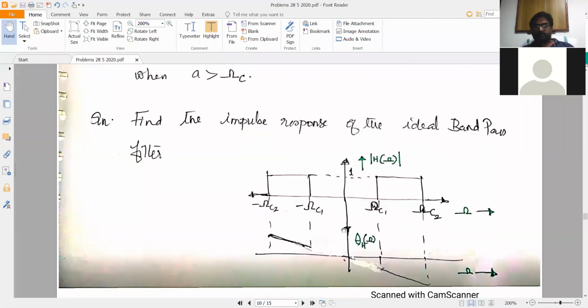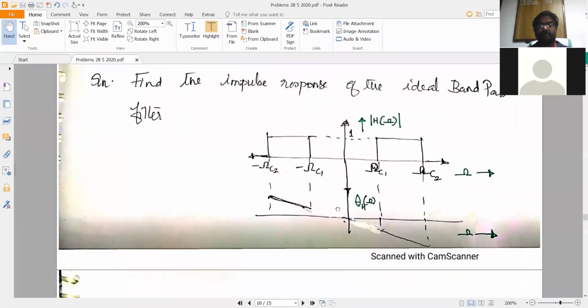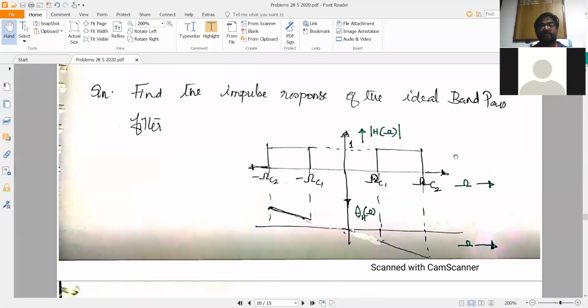Now we move on to the next question. I think there are two more questions to be discussed. The first is to find out the impulse response of the ideal band pass filter. It's done likewise. It is similar to the case where you derive the impulse response of the ideal low pass filter. The ideal band pass filter is shown here, consisting of a magnitude response or a gain here and a phase response here. The magnitude response, this is that of an ideal band pass filter.